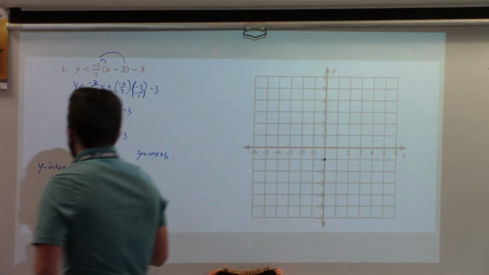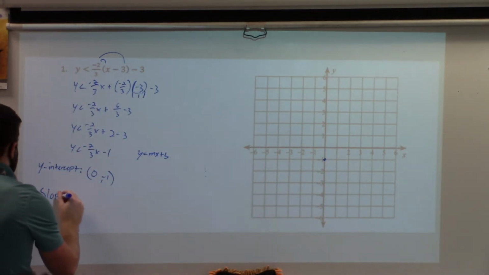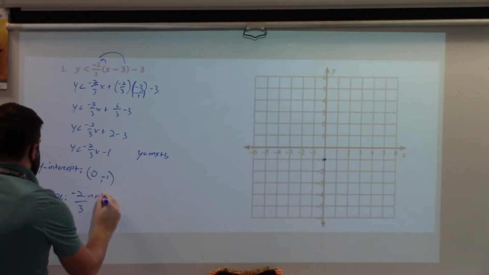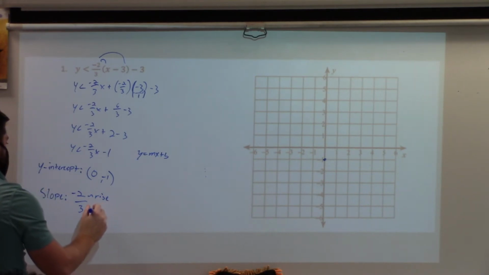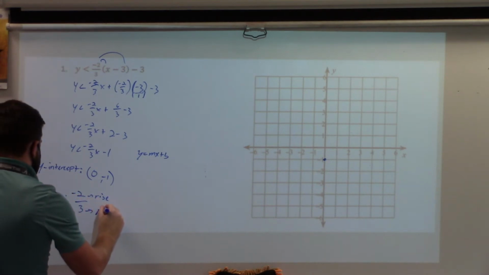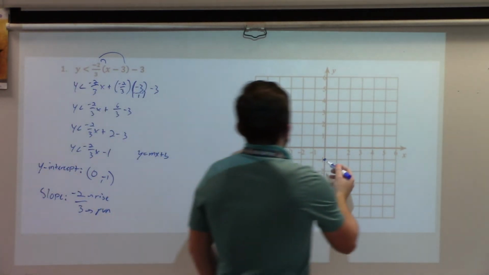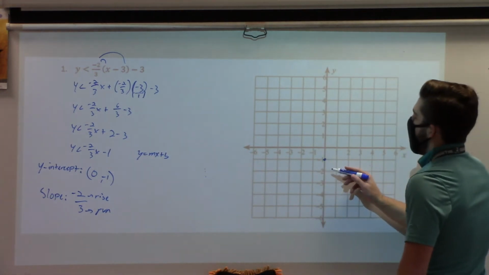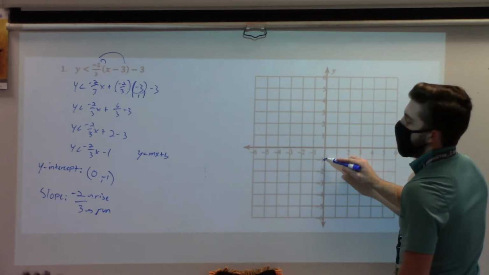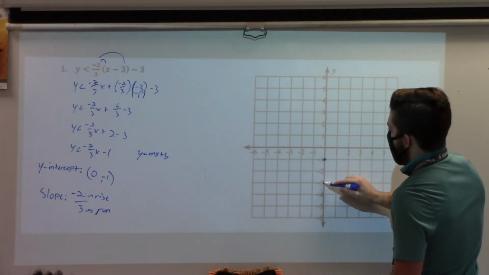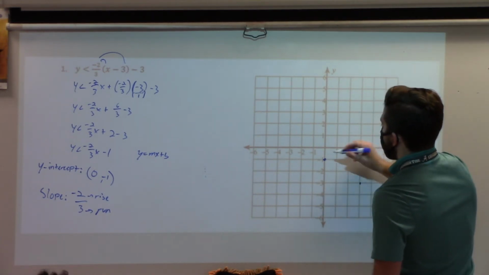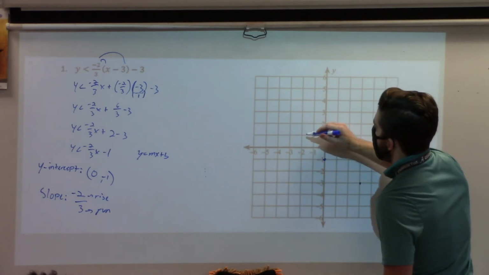Okay, now what's your slope? Negative 2 divided by 3, and negative 2 is your rise. And what is your 3? Run, good. Okay, so from this point, where should we go? Our rise is 2. Am I going up 2 or down 2? Down 2. And then 3. Okay, and then we can also go the opposite way, so up 2 and left 3, to make that line.